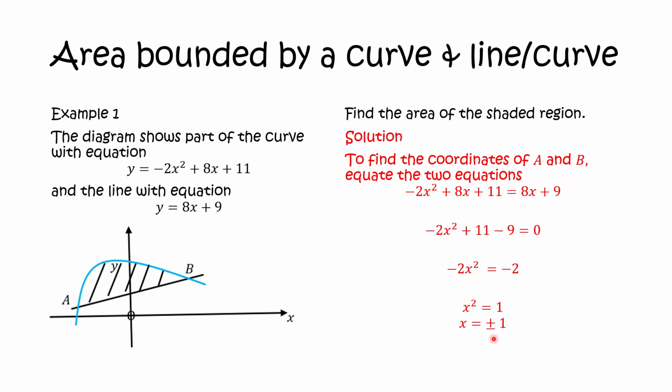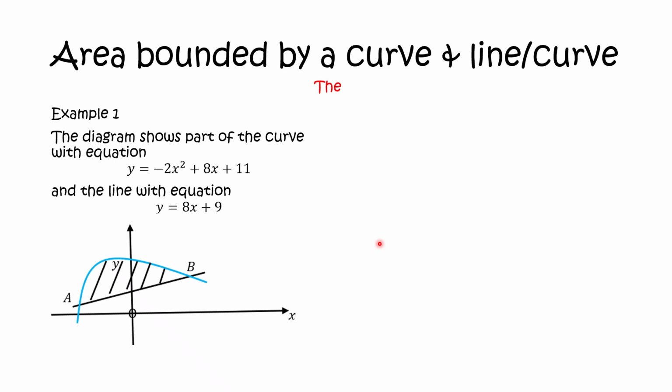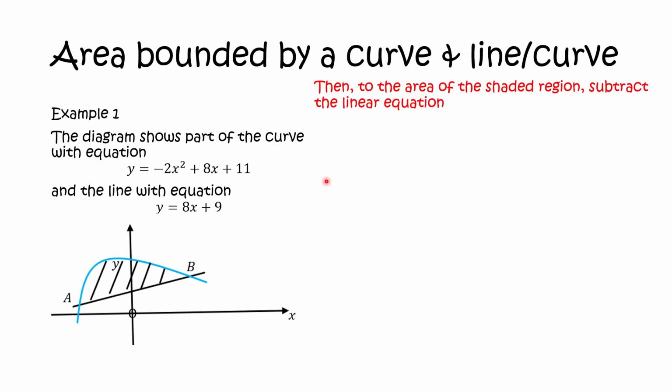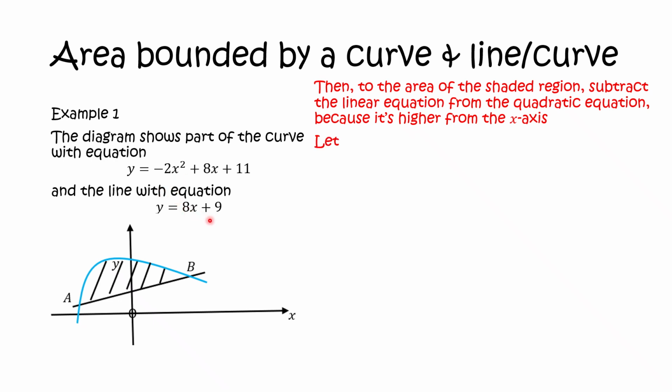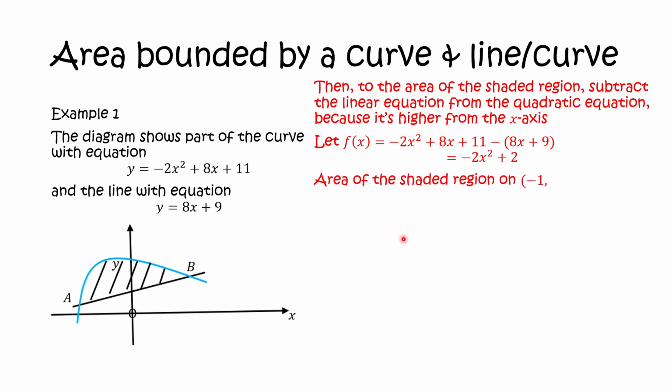So meaning that the x coordinate of A is minus 1 and the x coordinate of B is a positive 1. Right, we move on with that. The next thing is to find the difference between the two graphs. And recall, the quadratic is higher than that of the linear graph. So we subtract, and in subtracting, we get minus 2x squared plus 2. That is our function that we are going to use to find the area shaded. And we are doing so from minus 1 to positive 1.